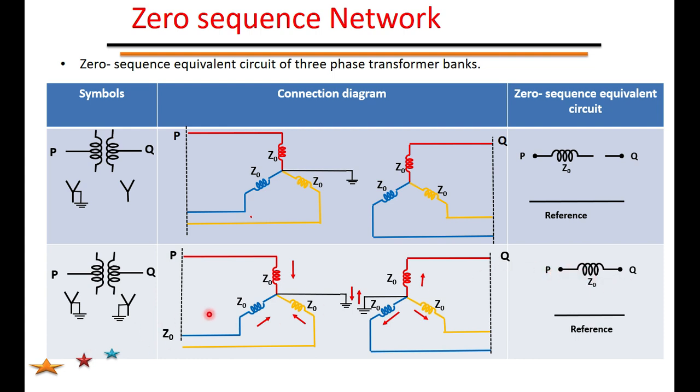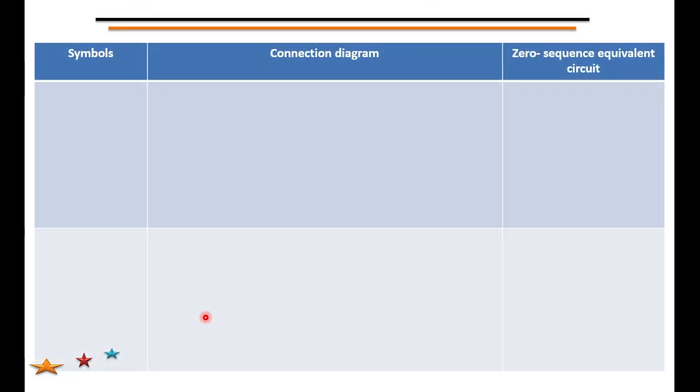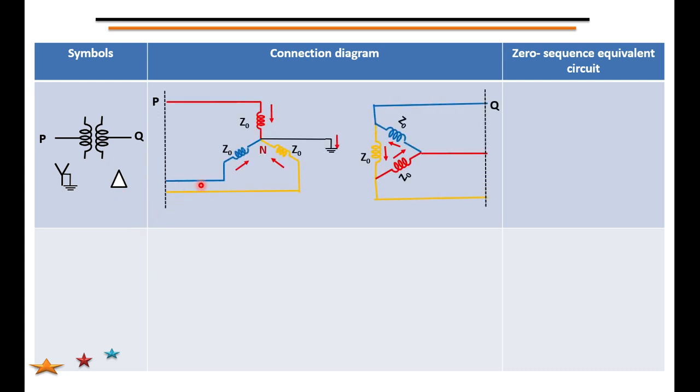In the next combination, we have a star connected primary that is grounded, and the secondary is delta connected. The secondary is delta connected, and its connection diagram is shown here.